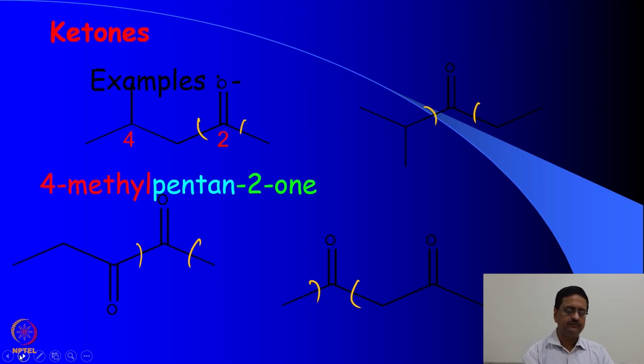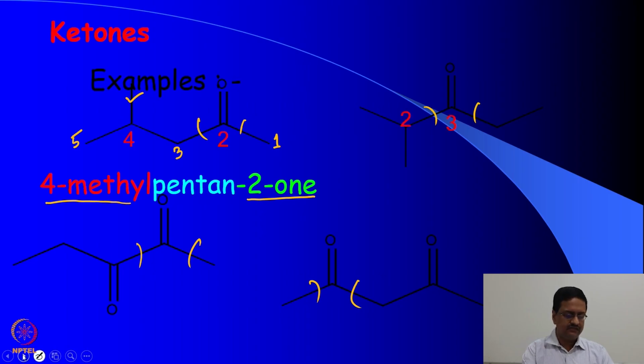This compound, the top one, has 5 carbons, writing the name from the right hand side 1, 2, 3, 4 and 5. At 2 position you have ketone, so we write it as one, and 4 methyl is the substitution at position number 4. So, it is 4 methyl pentane 2 one.